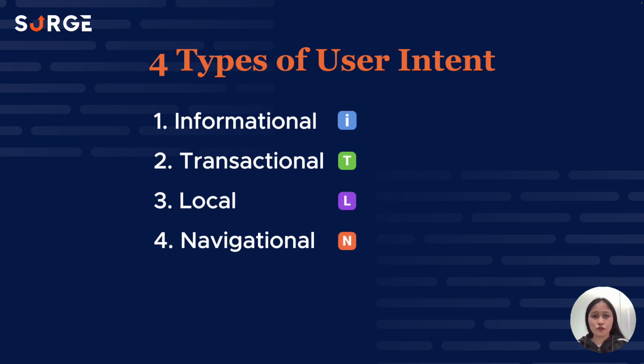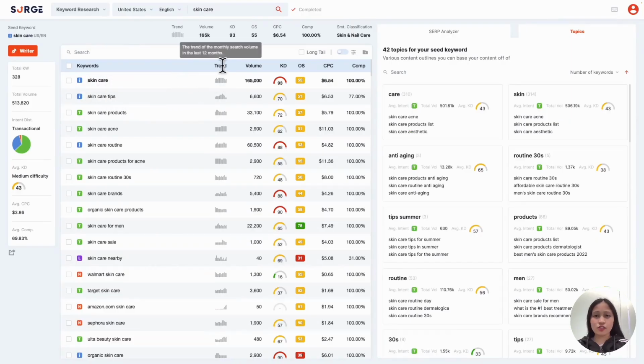Moving on, trend shows you the trend of the search volume for the last 12 months. Generally, you want to go for keywords with a stable or increasing trend. Volume is the current monthly search volume of the keyword. Simply, how many people are looking up this keyword every month. So your best bet is to go for more popular keywords with substantial search volume.